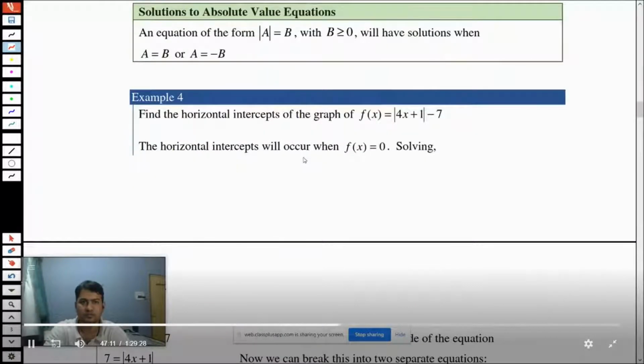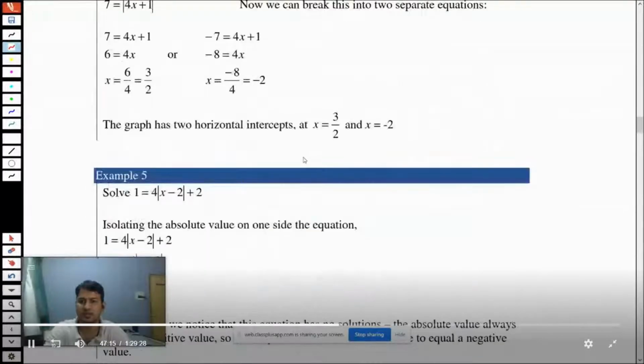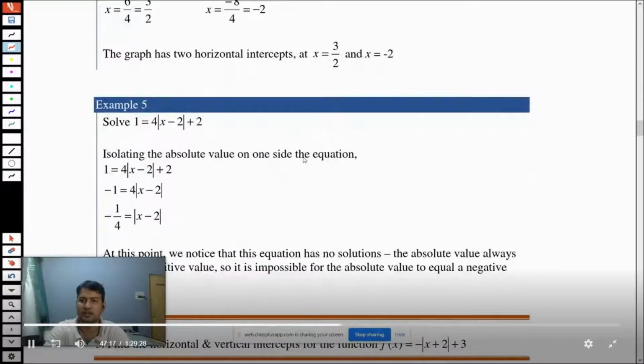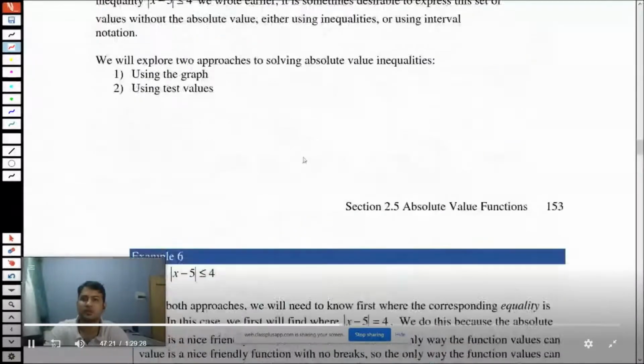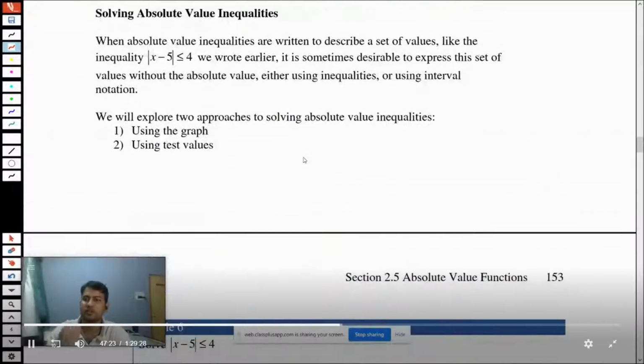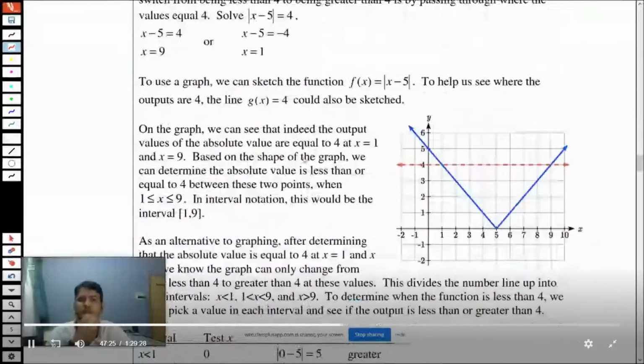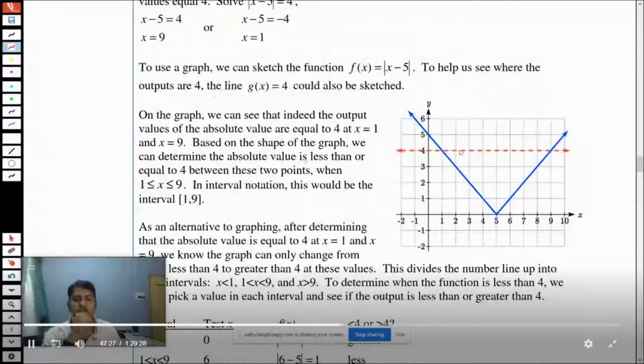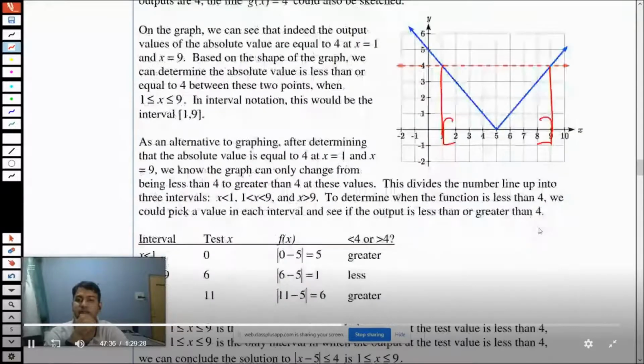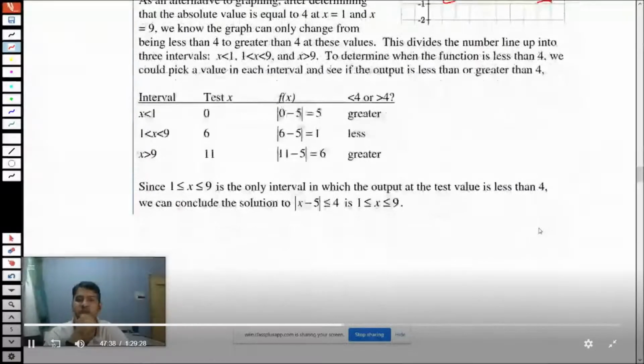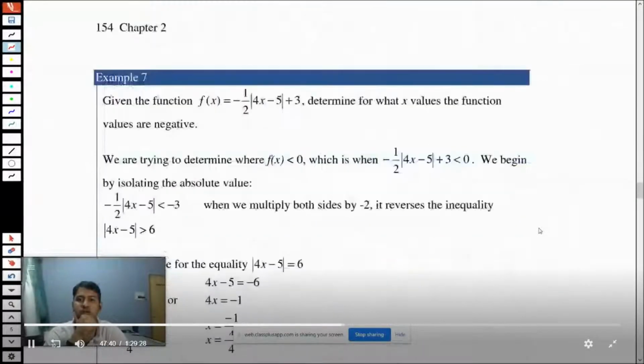Yeah, so this is just finding the horizontal intercept and the vertical intercept. So that's x-intercept and y-intercept. Absolute value inequalities. So mod of x minus 5 less than or equal to 4. This is something we looked at. So mod of x minus 5 less than or equal to 4 basically is going to be this entire set, between 1 and 9. So we also saw that.